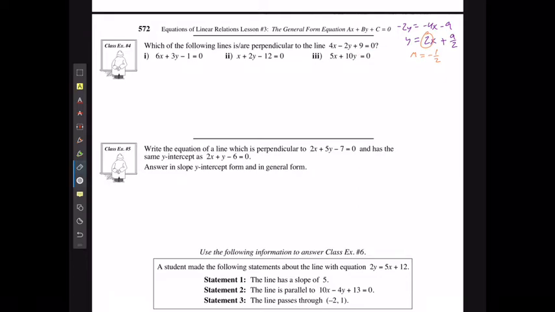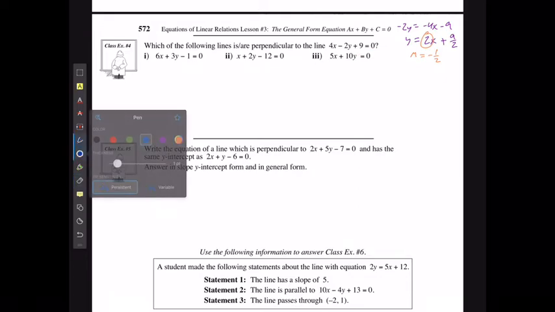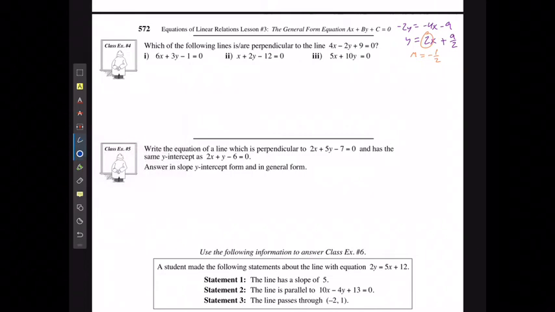So I'm just going to turn all of these into slope y-intercept form and look for which ones match. Here I'm going to say I have 3y is equal to negative 6x plus 1, or y is equal to, when I divide everything by 3, negative 2x plus 1 over 3. This one does not match.